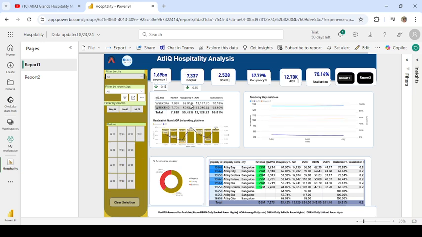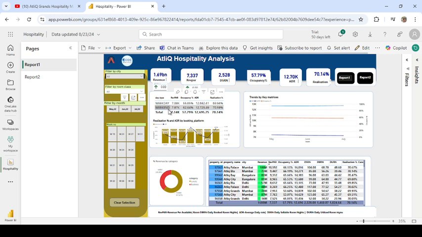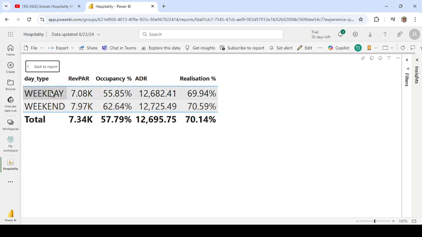Again, if we analyze the data based on weekday and weekend, we can see that in weekdays the occupancy rate is 55.85 percentage, whereas in weekend it's 62.64. So there is a slight increase in the occupancy percentage on the weekends. ADR you will generally find is almost the same. Realization is also almost the same. And RevPAR, there is a slight difference.